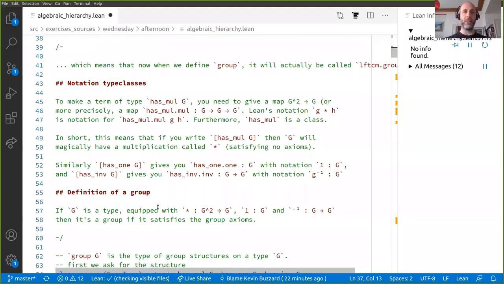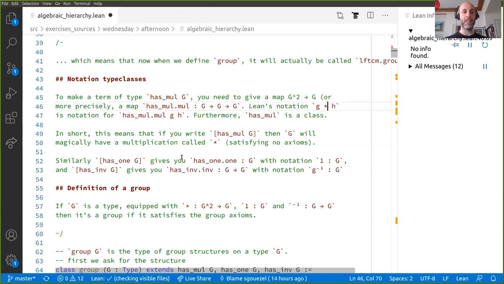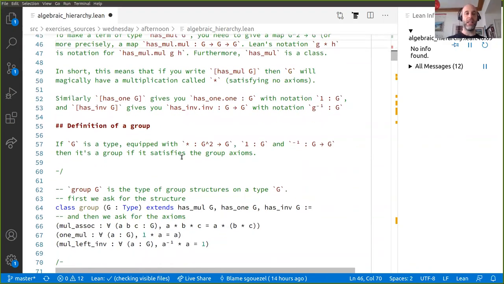So you can feel free to read all this at your leisure. Some of this is not completely relevant, but it's all interesting information. I'm going to use notation type classes. There's some magic that enables me to use this star symbol to do multiplication in groups. And here's the definition of a group.